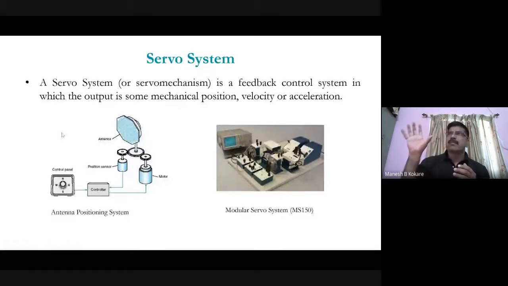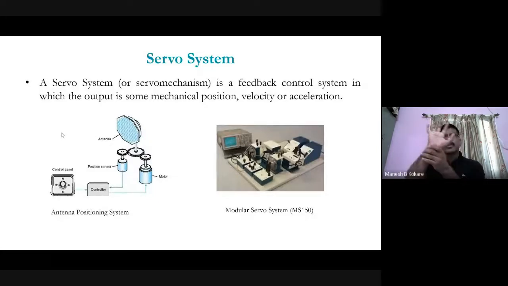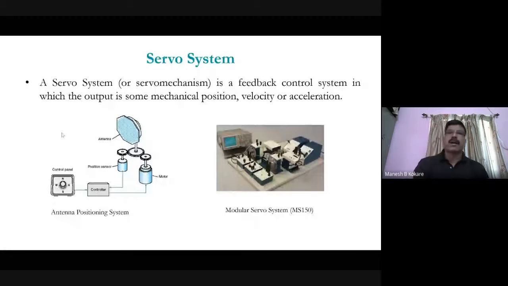You would like to track the system, or tracking the system and so on. So according to the object, you have to change the antenna and so on.